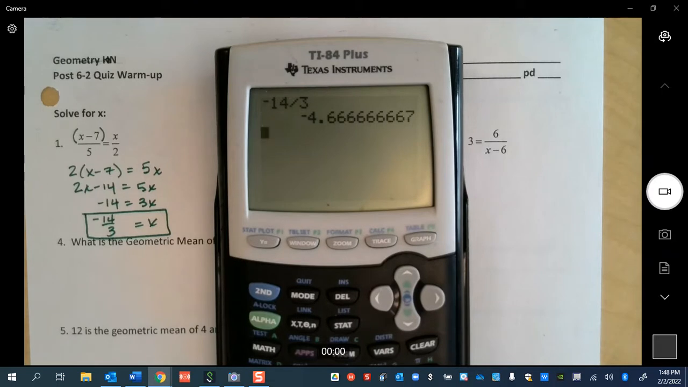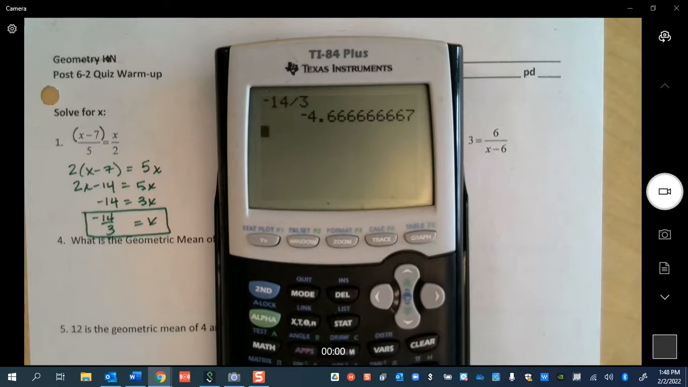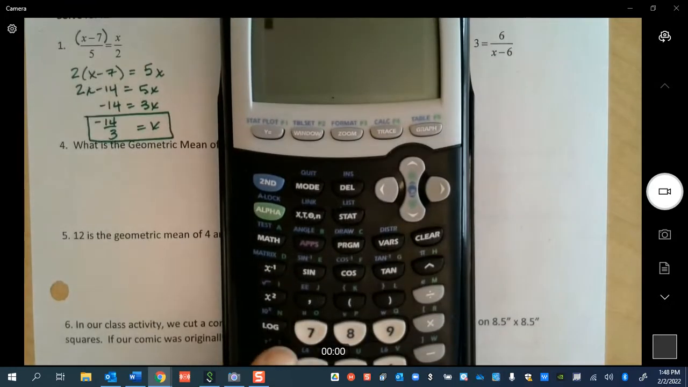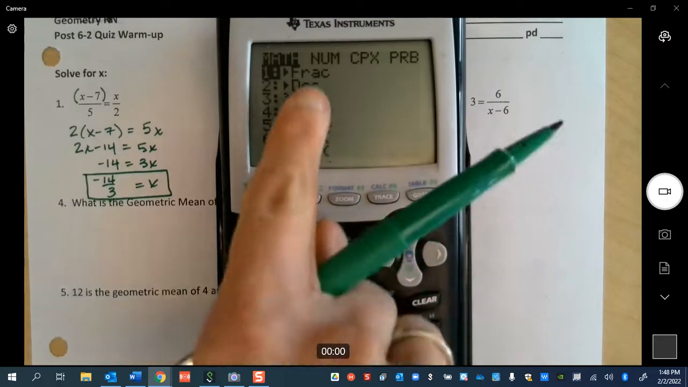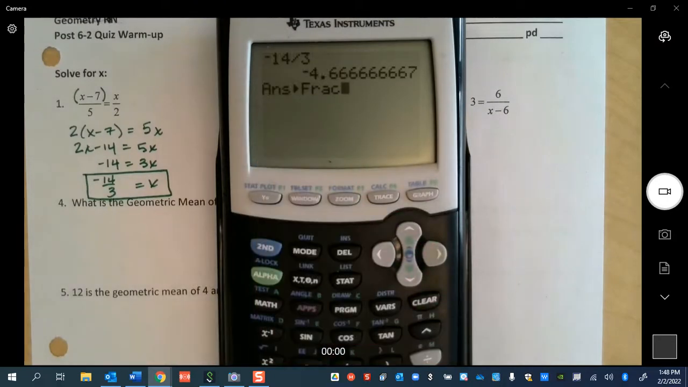If you're worried about whether or not your ratio or your fraction is in simplest form, your calculator has the ability to do that for you. If you check this button here, Math, choice number 1 is Frac, and then you press enter, and if this was not in simplest form, it will give it to you in simplest form. So would you check in with your partners right now and make sure that they know where Math Frac is located?